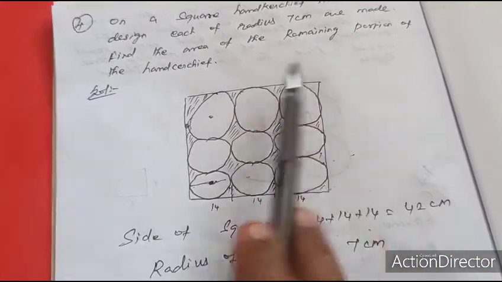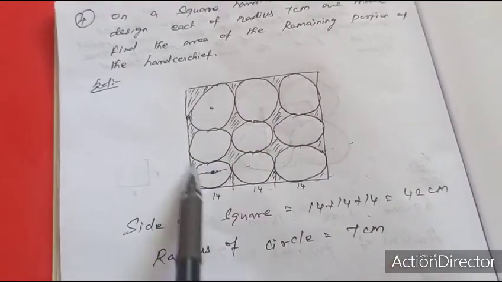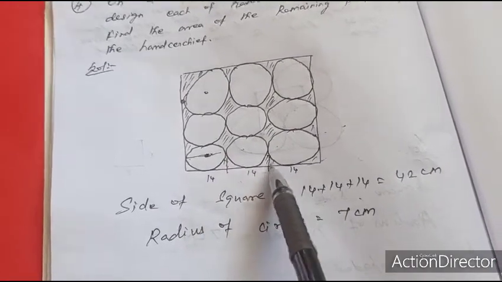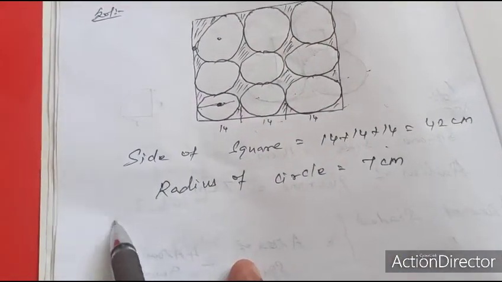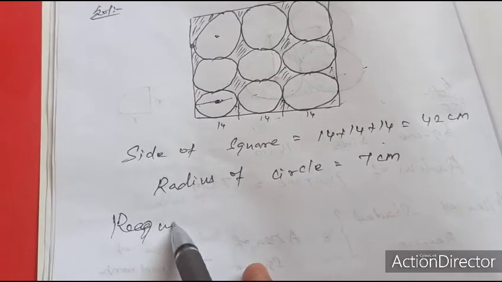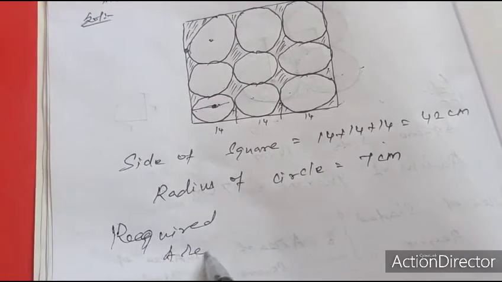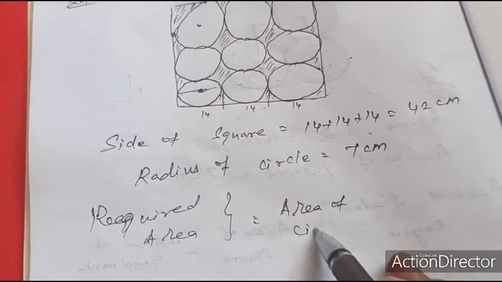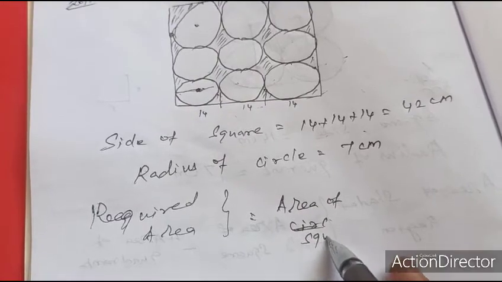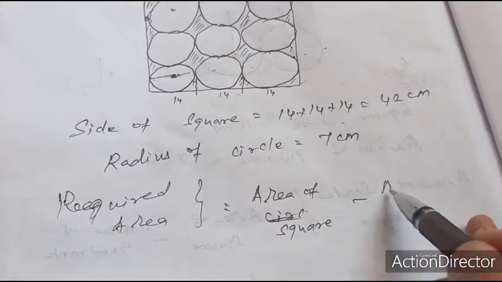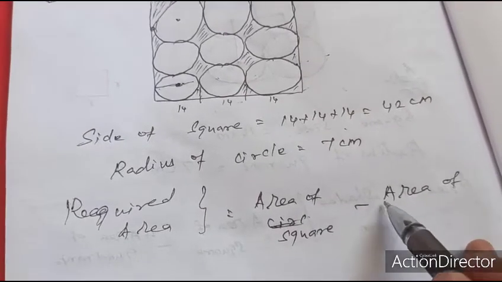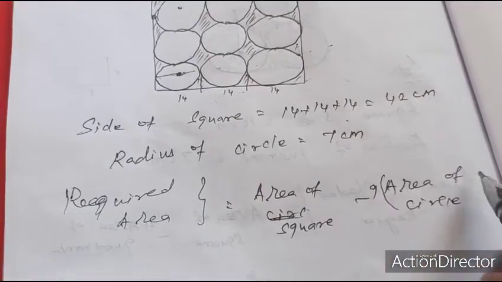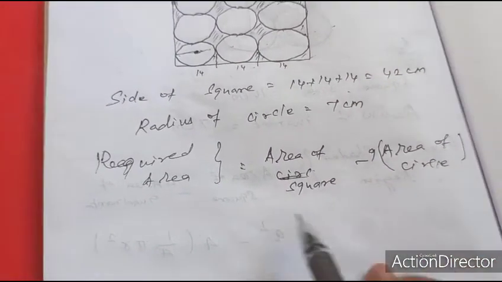Question: find the area of the remaining portion of the handkerchief. Omitting the circular designs, the shaded portion is the remaining portion. Therefore, required area equals area of square minus area of circles. 9 circles, therefore 9 into area of the circle.